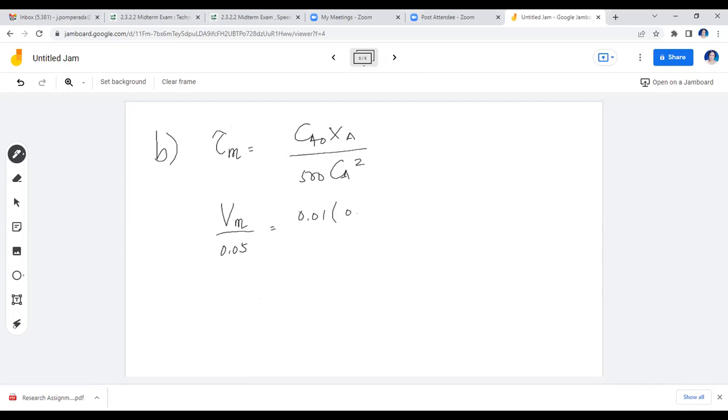So you have 0.05. This is equal to CAO, which is 0.01. Degree of conversion is the same as that for the PFR. You have 500. You have CAO for this, which is 0.01. You need to square it. You have 1 minus 0.9091. You need also to square it. Because this is for the CA squared, CAO (1 minus XA). So you'll get the volume.